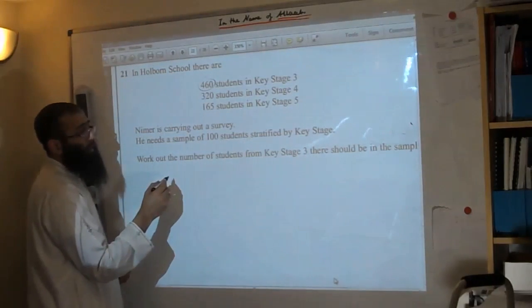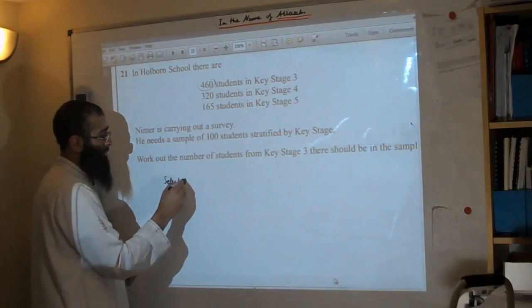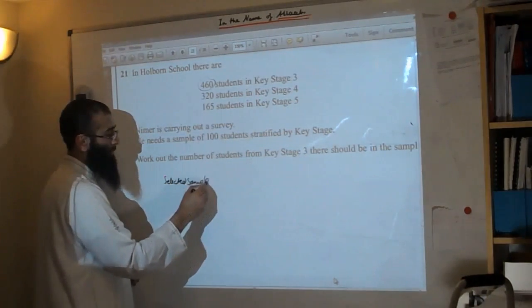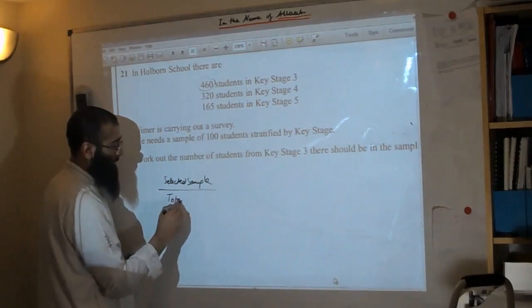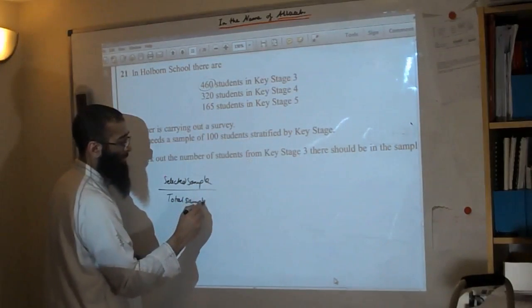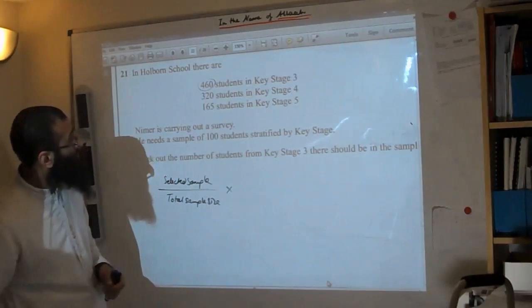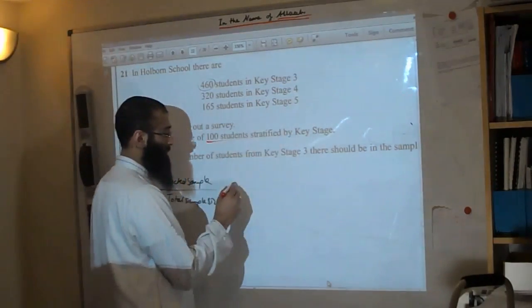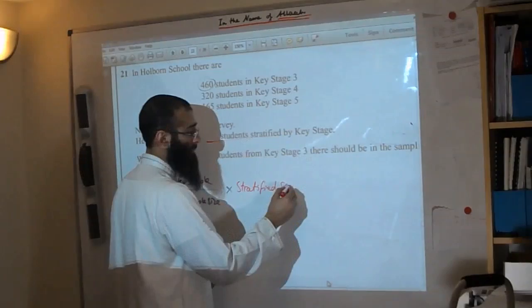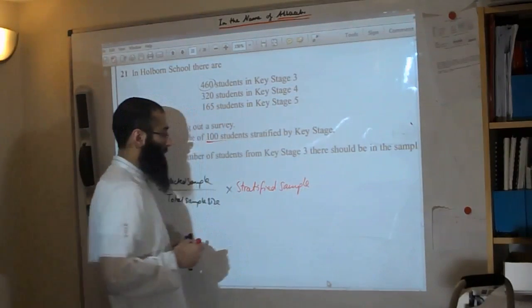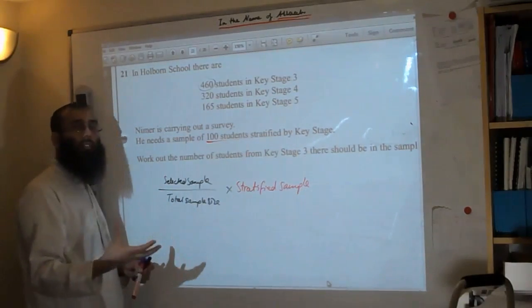So first of all we start with the sample that you're looking at, so it's the selected sample. And we divide that by the total sample size. And then we multiply that by the stratified sample. Okay, so that's our basic rule for working on stratified sampling.